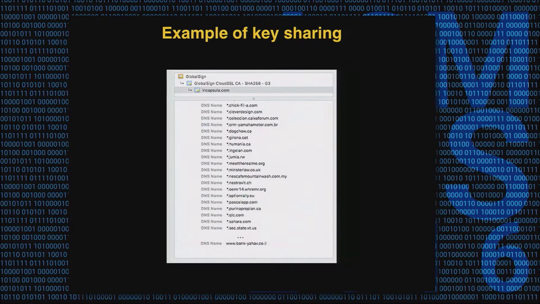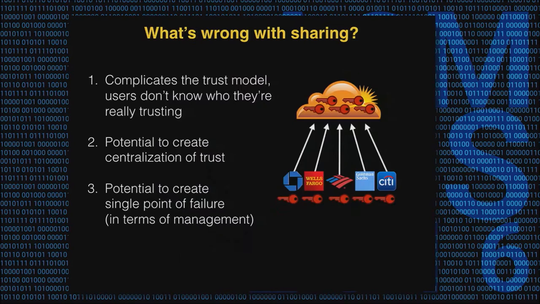And in this case, that's the hosting provider, which you can see in the common name here, Encapsula. So when there are many different organizations on the same certificate like this, we refer to this as a cruise liner certificate. And this is just one example of many different ways that keys are shared today. But a natural question to ask at this point is, so what? What's the big deal? What's wrong with sharing?